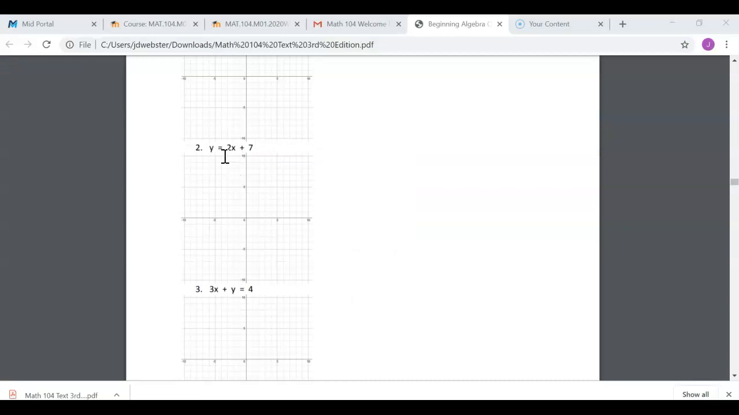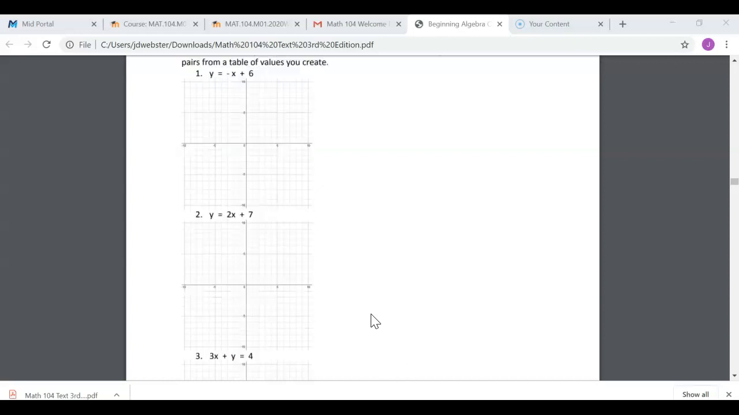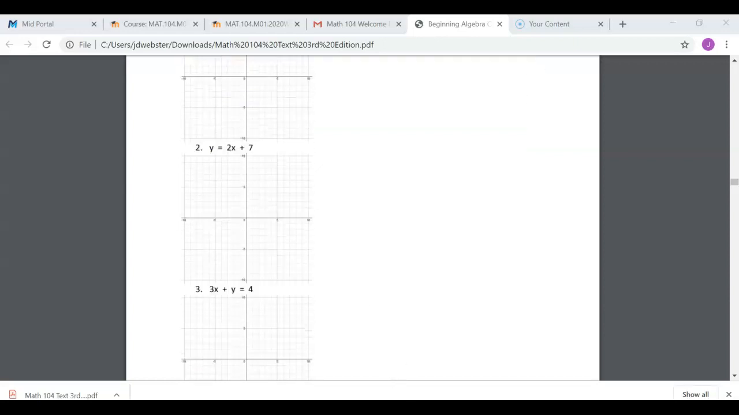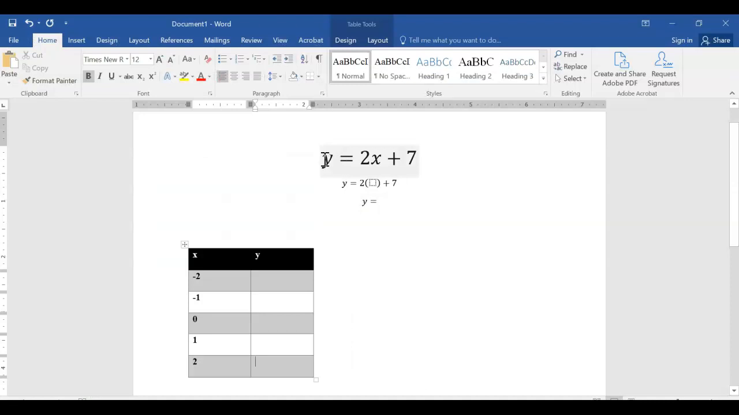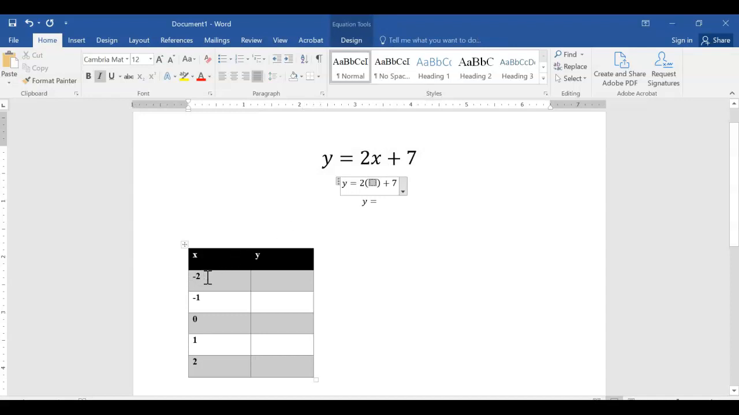Next, it has us graph y equals 2x plus 7. Again, we're going to graph this using the table method. So we take a look at y equals 2x plus 7. We're going to plug in different values for x. It doesn't matter exactly which values you pick. I'm going to pick the same: negative 2, negative 1, 0, 1, 2. Obviously, some of these could end up off our grid. That's perfectly fine. So let's plug in negative 2 for x.